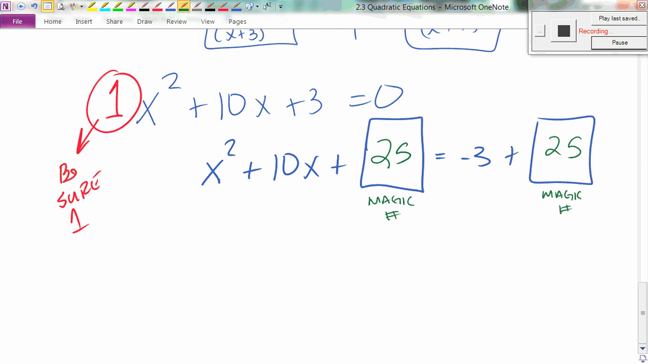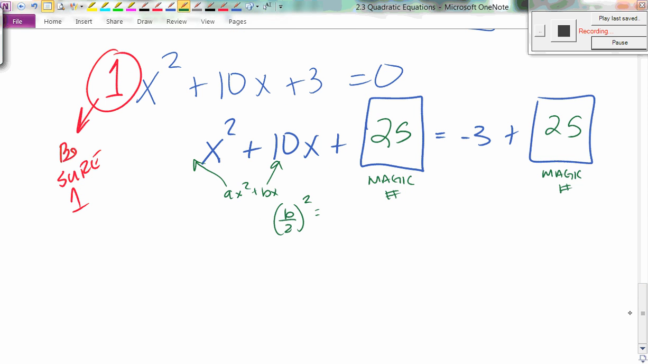Divide what by 2? Yes. Remember, this is written in ax squared plus bx, where the a is the 1 and the b is the 10. So take b, divide it by 2, and square that. It will always give you that magic number. So what's half of 10? 5. What's 5 squared? 25. That's how we found that magic number.